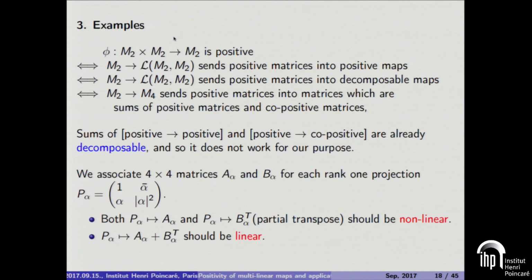So in order to find non-decomposable positive linear maps, there is only one way, like this. For example, we think about 2x2 matrices, then we have some correspondence from alpha to some kind of positive matrices, and the partial transpose of the positive matrices. But each correspondence must be non-linear, while the sum of them should be linear. So we have to look for this kind of situation in order to get some non-trivial example of positive linear maps. Okay, here is the answer.